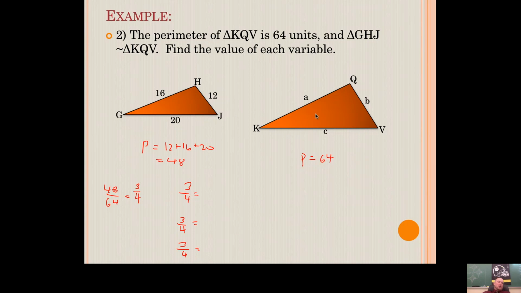Now make sure you know what goes with what. This is just a translation and an enlargement. So this does go with this does go with this. But please be careful. Segment GH goes with segment KQ. So 16 does go with A. 12 is going to go with B. 20 is going to go with C.